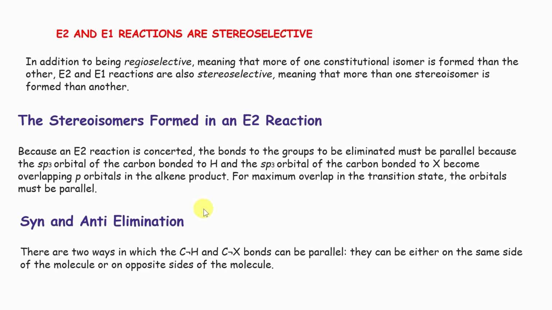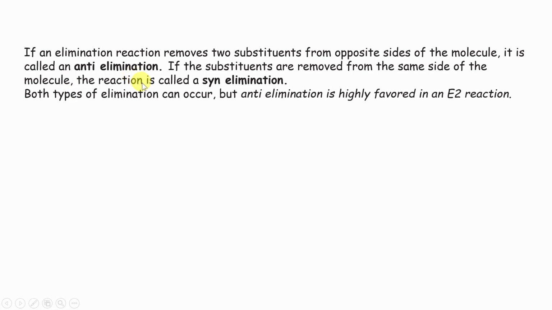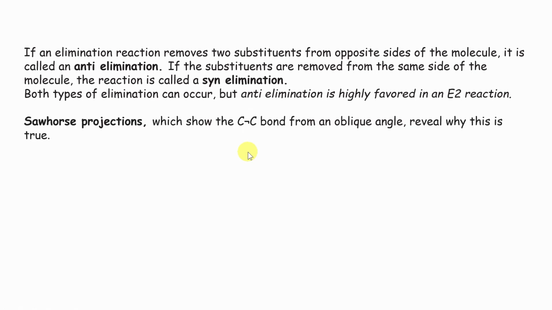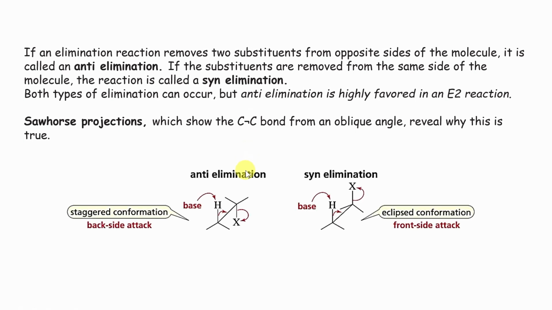They can be either on the same side of the molecule or on opposite sides of the molecule in order to become parallel. An elimination reaction that removes two substituents from opposite sides of the molecule is called an anti-elimination. Whereas if the substituents are removed from the same side of the molecule, the reaction is called syn elimination. Both types of elimination can occur, but anti-elimination is highly favored in an E2 reaction. The Sawhorse projections of these elimination reactions, which show the carbon bond from an oblique angle, reveal why this is true.